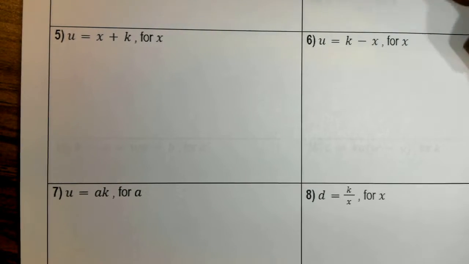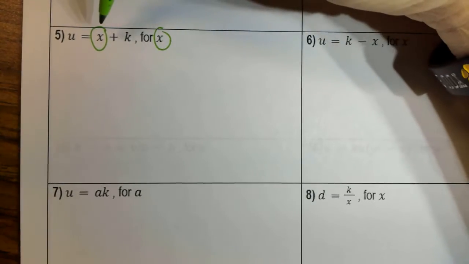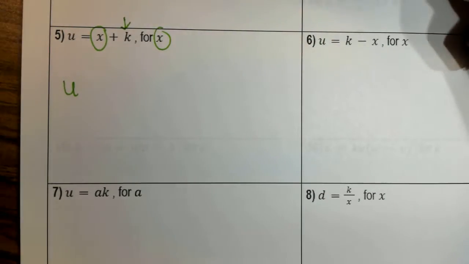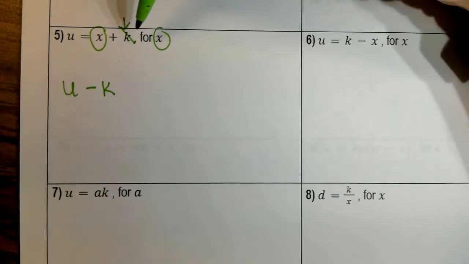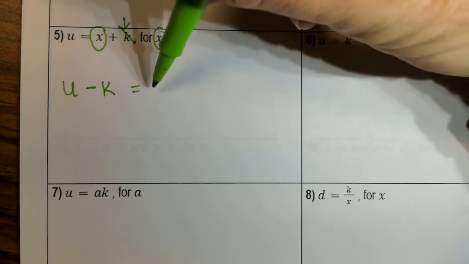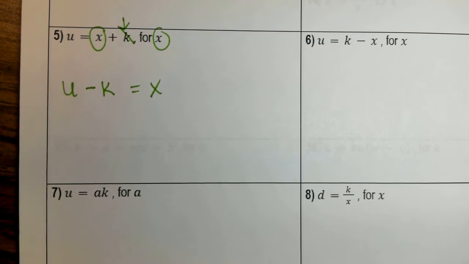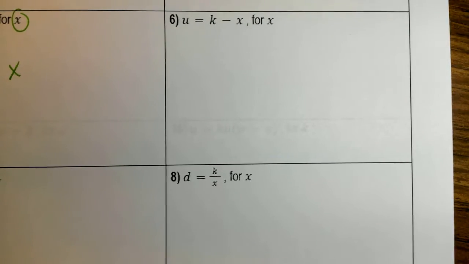Okay, so 5. I want to get x. Here's my x. All right, so I have to get rid of k. So I'm going to start with the other side. So I have u, and because it's plus k, I'm going to do minus k. And I have nothing else, so equals x. And that's my answer. So some of these, again, there's not a whole lot to do because I can't combine those letters, so I just leave it. And that is my answer.